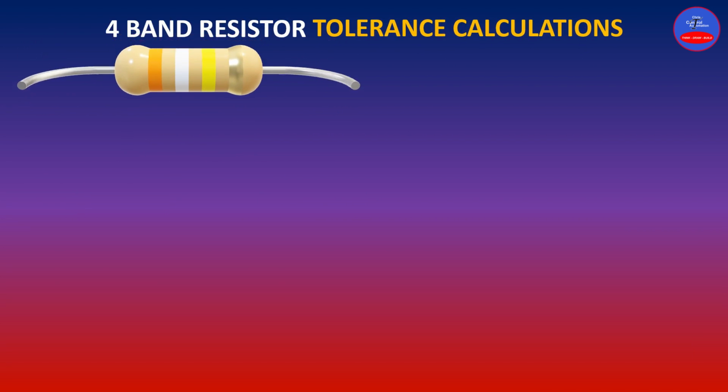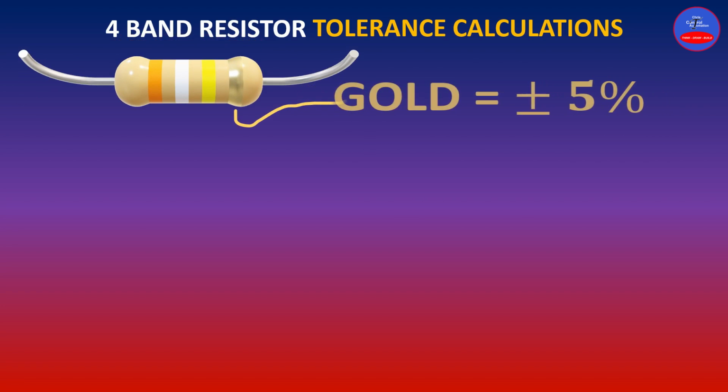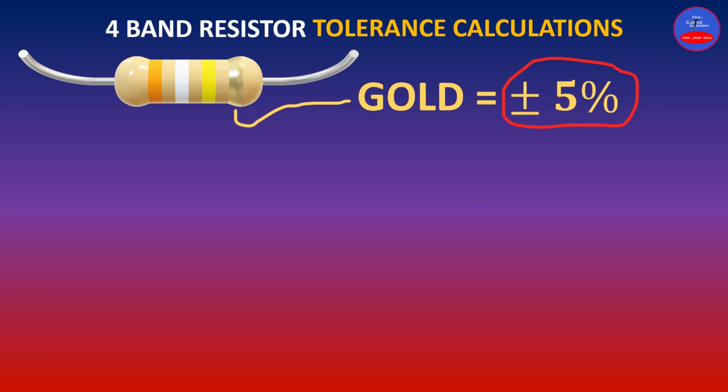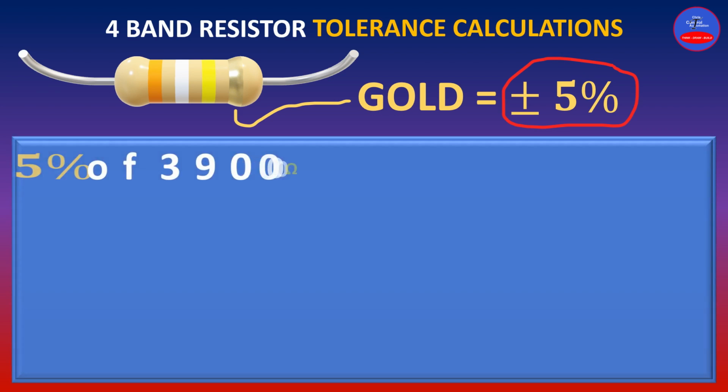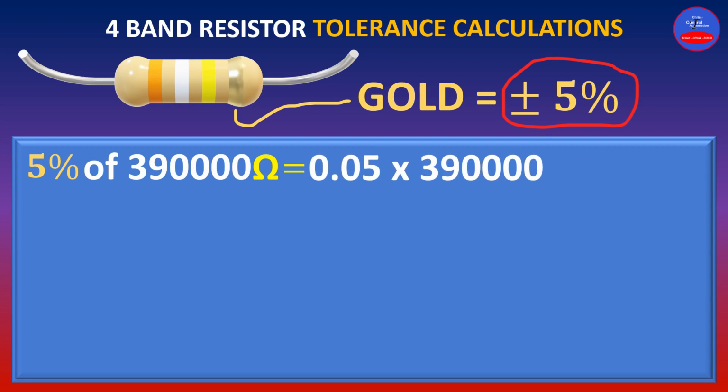Tolerance calculations. The fourth band of this resistor is gold, with a tolerance of plus or minus 5%. This tolerance value means that the actual or nominal resistor value can vary with an increase or a decrease of 5%. Therefore, 5% of 390,000 ohms is equal to 0.05 times 390,000. This gives us a value of 19,500 ohms. This 19,500 ohms is now the actual value of tolerance.